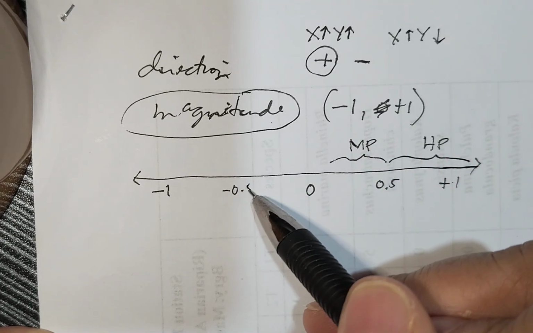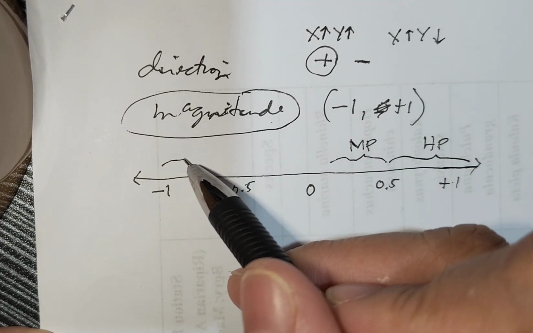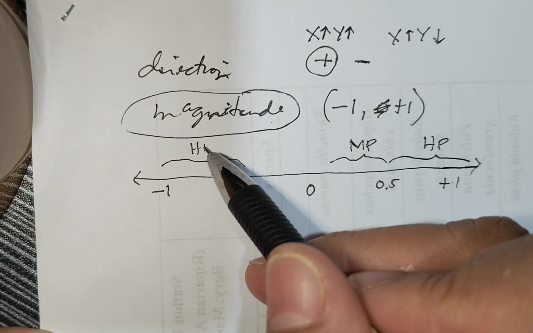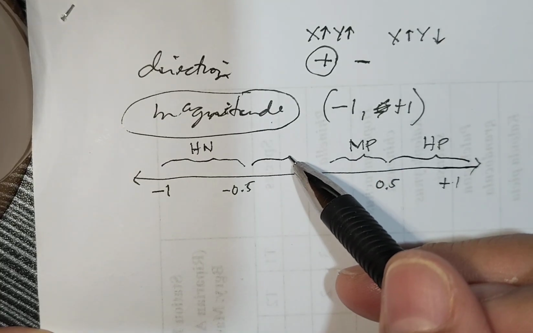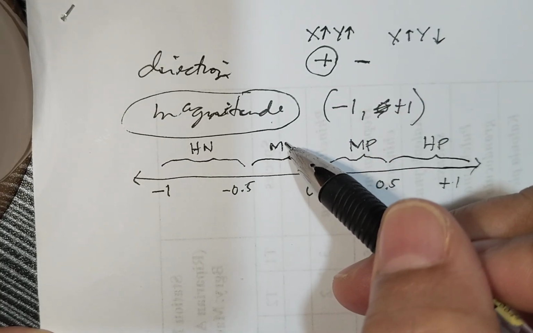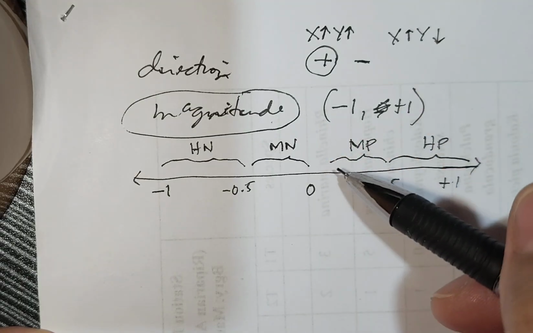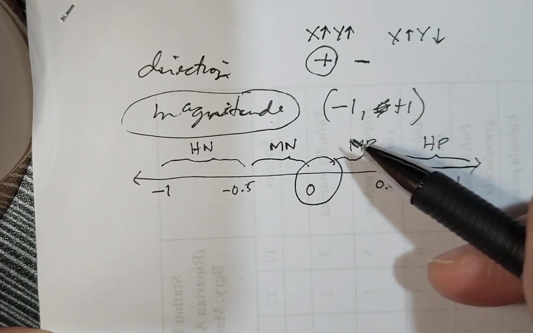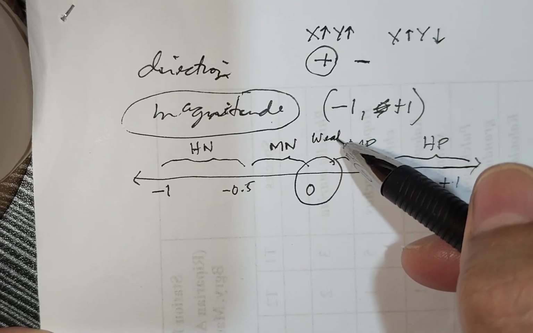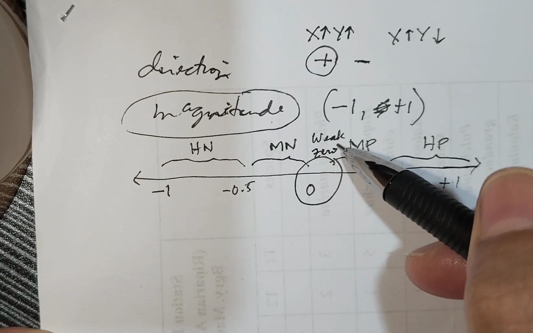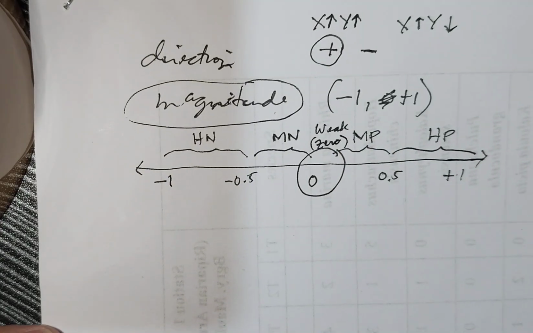Then, if we have a negative 0.5 here, if the value of your correlation is between this number, we have a high negative relationship. Dito naman, we have a mild negative relationship. But if the value is very close to 0, we call that weak correlation, or some books will call it zero correlation. Okay. Now, ito yung data natin, no?